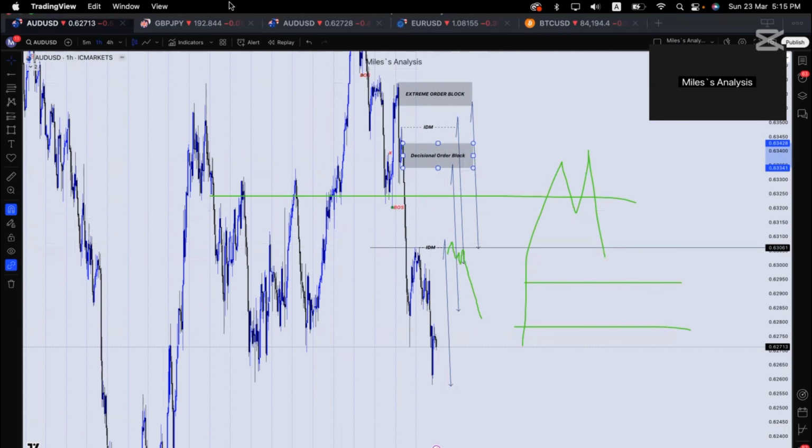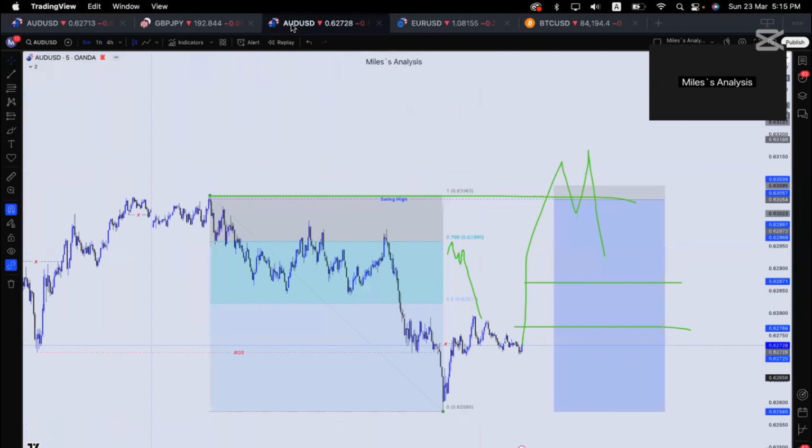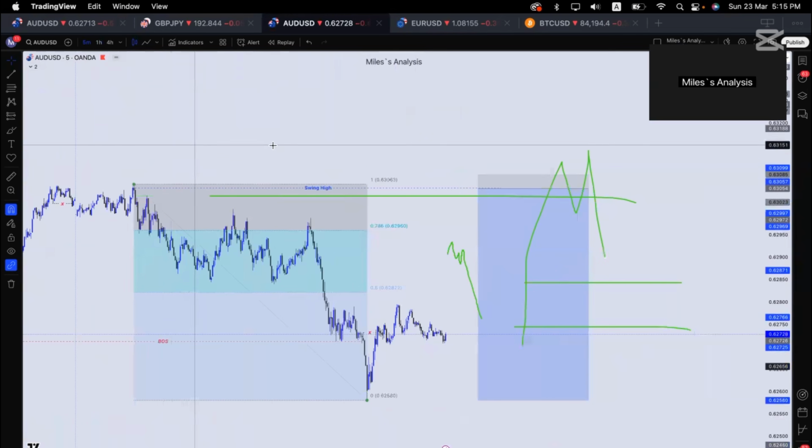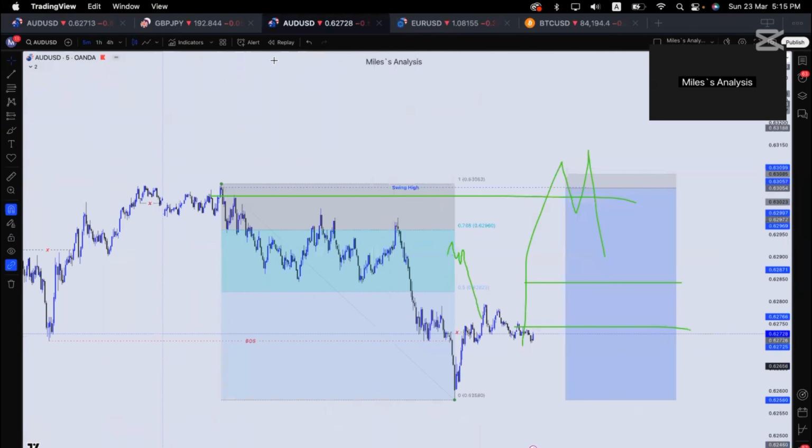So basically, this is it on the AUDUSD. Throughout the week, I'll be sending M5 setups in the Discord, and I'll be explaining everything. So this is it for AUDUSD.